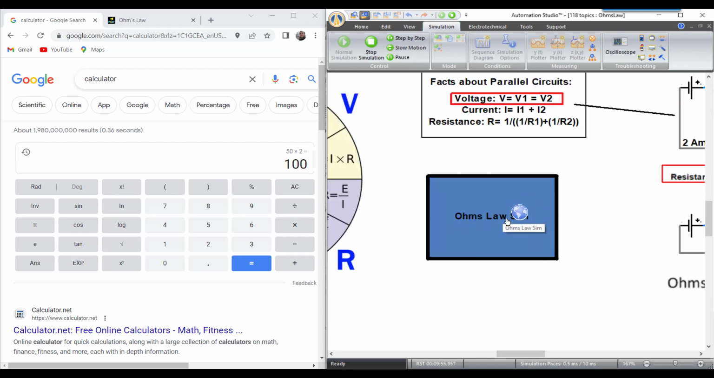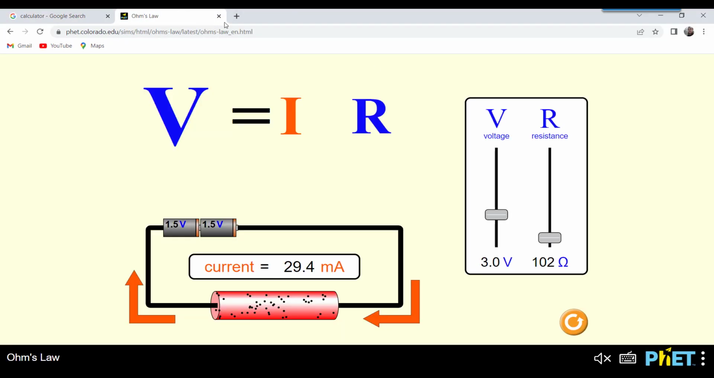I want to go over the simulation I have. On this page, I have a link to the simulation, but I also just added it here. So let's check out the simulation. This is our Ohm's law. As you can see, we've got I for current, R for resistance, equals our voltage. I wasn't able to get it directly at 100 ohms here, but we can see it is 29.4 milliamps for current. So that would be the answer for the other one on the page that we just looked at.